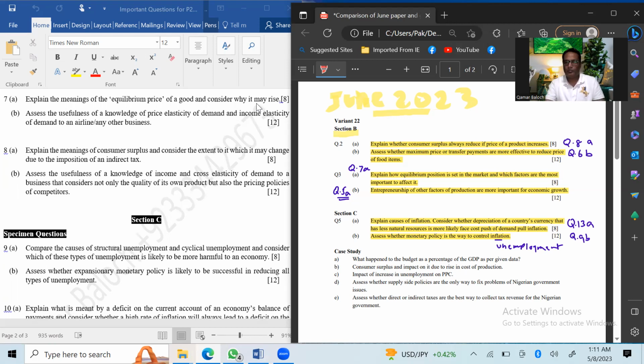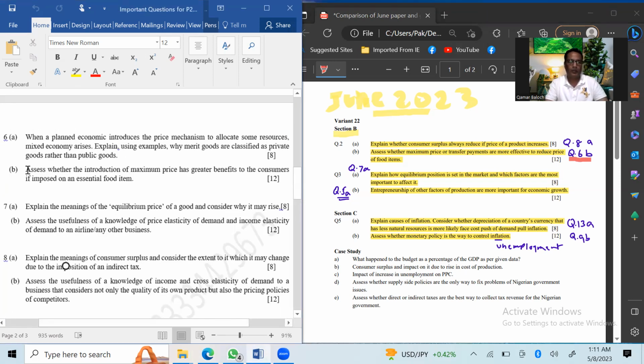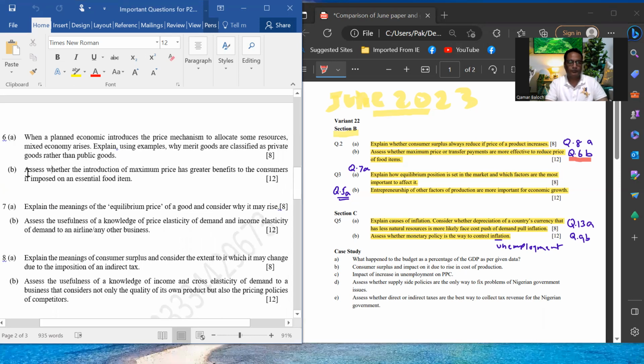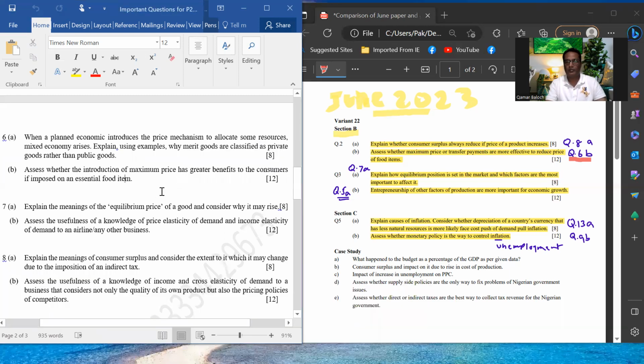And then is question 2, part B: assess whether maximum price or a transfer payment is more effective to reduce prices of food items. This question was also given in the guess paper, question number 6B, and let me show you what question number 6B was. So this is question number 6B: assess whether introduction of maximum price has greater benefits to the consumers if imposed on an essential food item. So this was a question that is spot on, right?